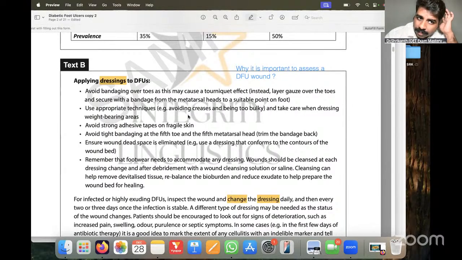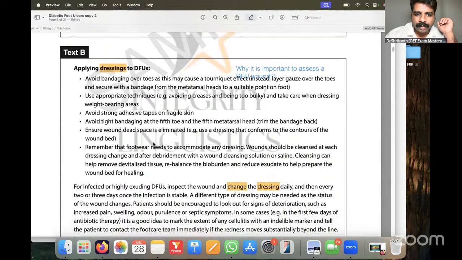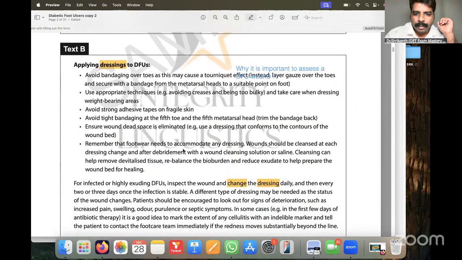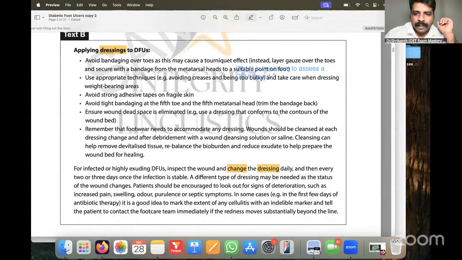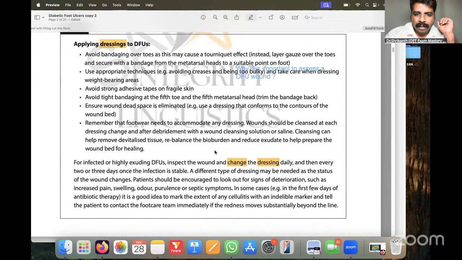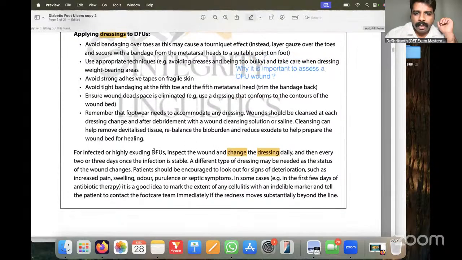Avoid strong adhesive tapes, avoid tight bandaging. Remember that footwear needs to be accommodated. The wound should be cleansed at each dressing. Cleansing can help rebalance the bioburden. For infected or highly exuding wounds, inspect the wound daily. A different type of dressing may be needed depending on the status. Elevation should be encouraged. Look for signs of increased pain and purulence. In some cases, in the first few days, it is a good idea to mark the extent.